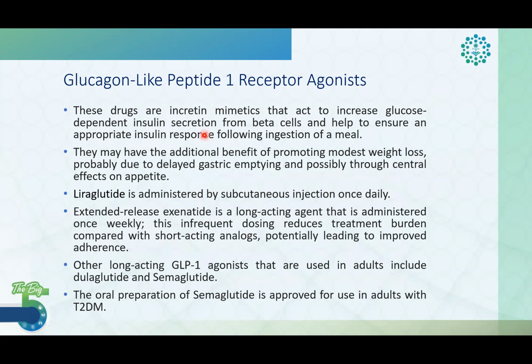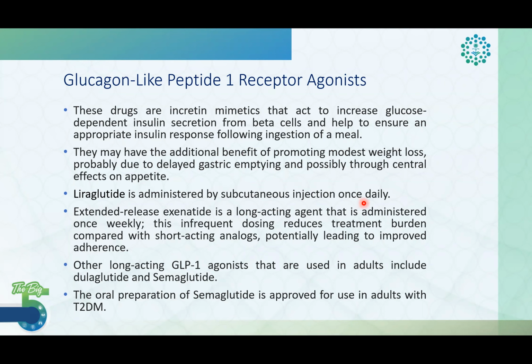This category of medications, incretin mimetics, acts to increase glucose-dependent insulin secretion from beta cells, as I mentioned, and helps to ensure an appropriate insulin response following ingestion of a meal. They have the additional effect of promoting weight loss due to delayed gastric emptying and possibly through acting centrally on the appetite center in the hypothalamus. Liraglutide, which is the approved medication in children, is administered subcutaneously once daily.